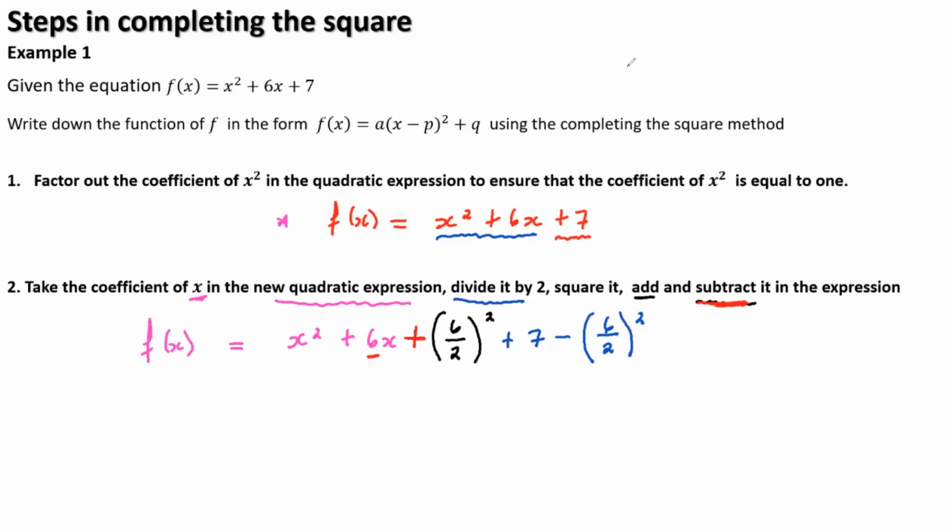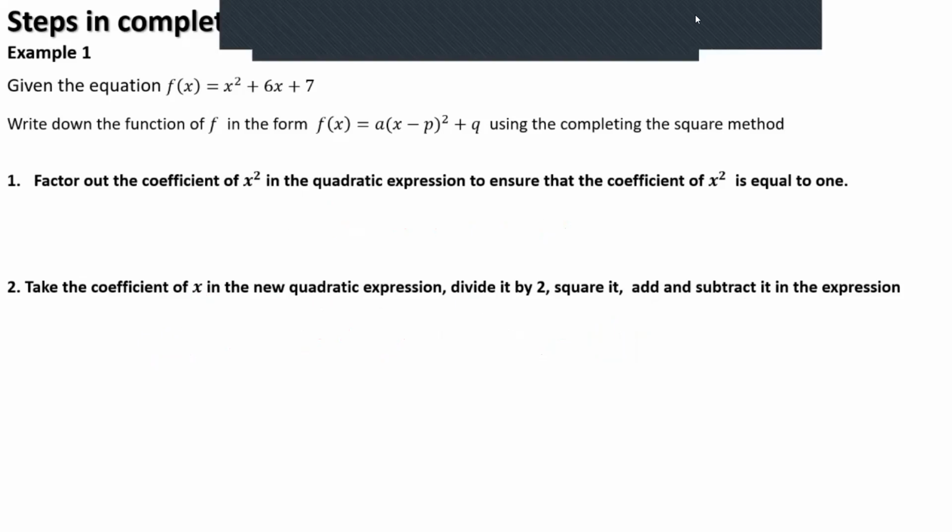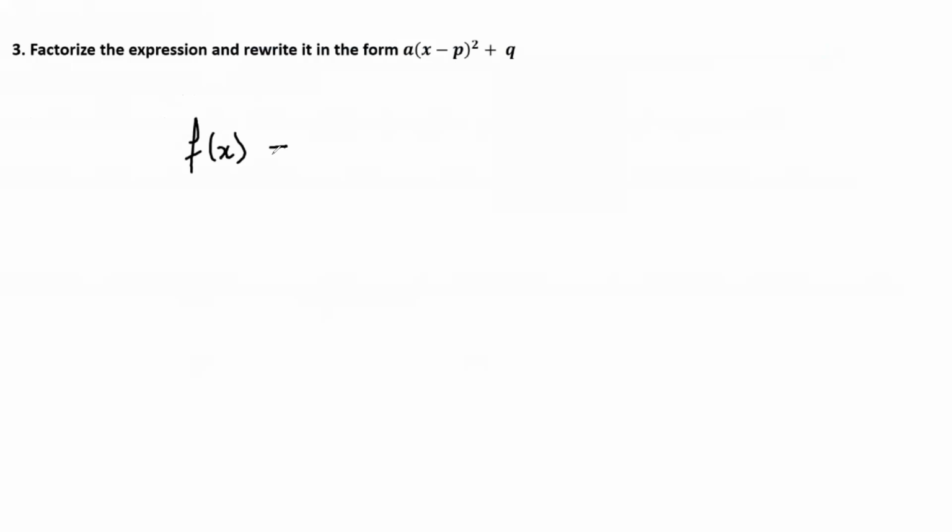Then what after that? Let me go to rule number 3 to explain what happens. Rule number 3, the last one, says: then factorize the expression and rewrite it in the form a(x minus p) squared plus q. So far, what do we have? So far, I know that f of x is equal to x squared plus 6x.